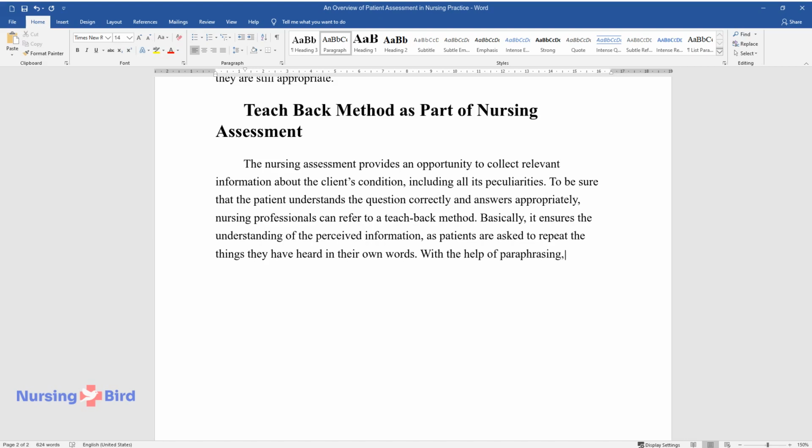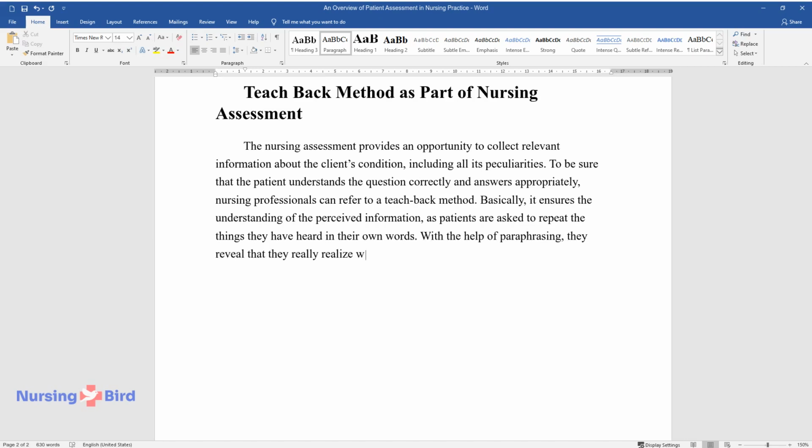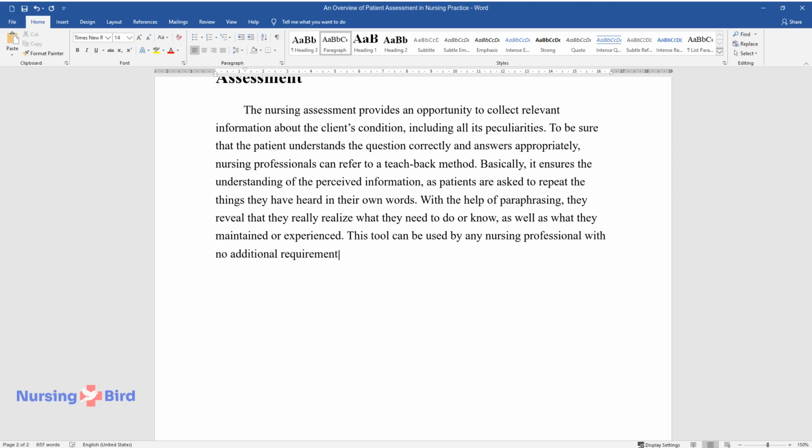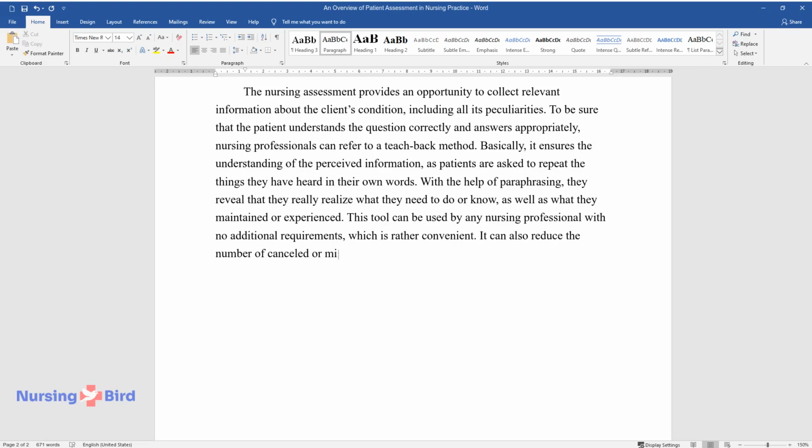With the help of paraphrasing, they reveal that they really realize what they need to do or know, as well as what they maintained or experienced. This tool can be used by any nursing professional with no additional requirements, which is rather convenient. It can also reduce the number of canceled or missed appointments and enhance overall health outcomes.